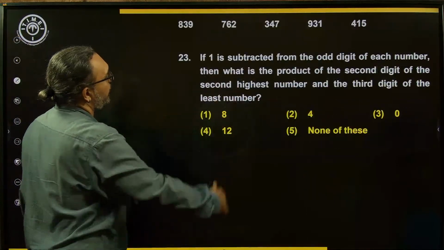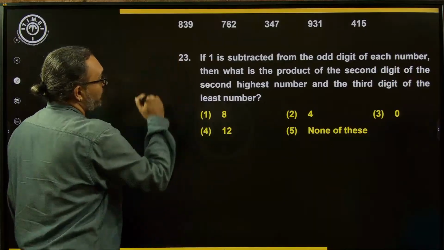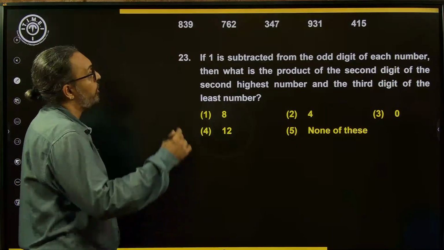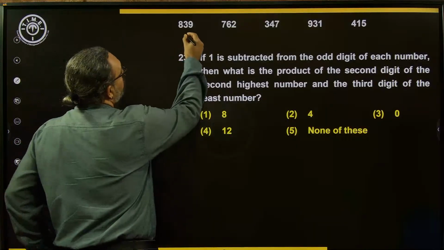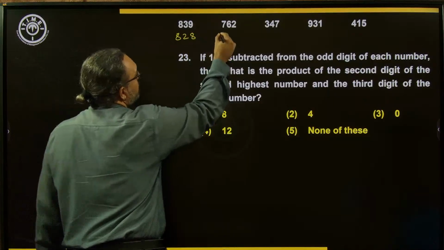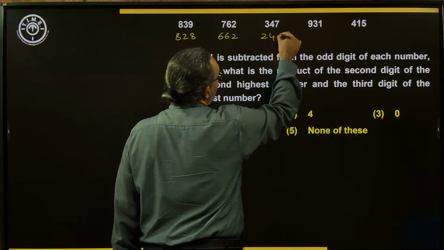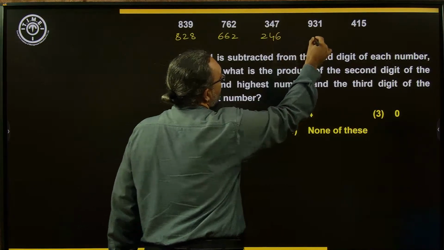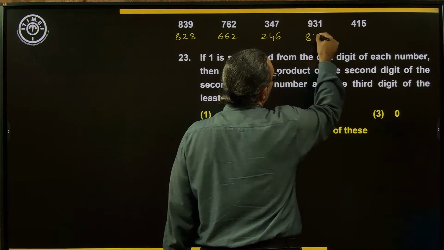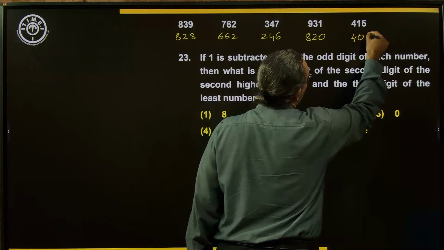Next, similar, if 1 is subtracted from the odd digit of each number. So 1 is subtracted from the odd digit of each number. Okay. So we have 8, 2 and 8. Then here 6, 6, 2. Then 2, 4 and this is 6. Then this is 8, 2 and 0. And then this is 4, 0 and 4.